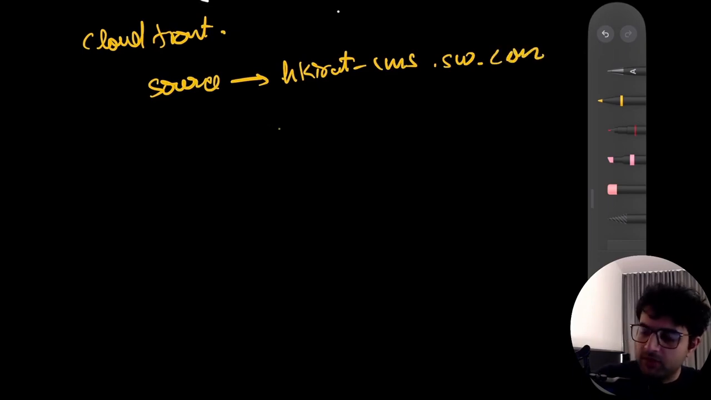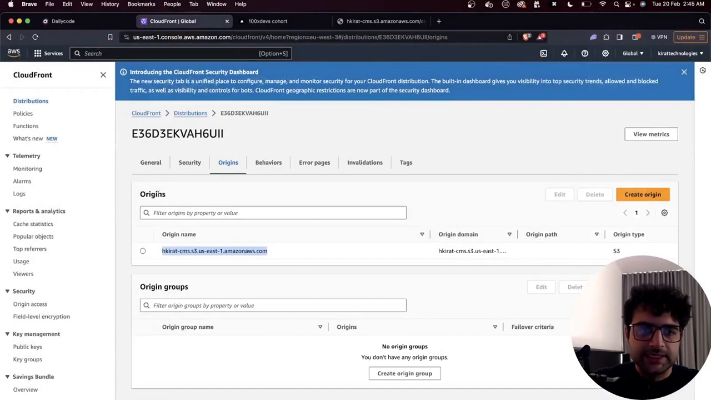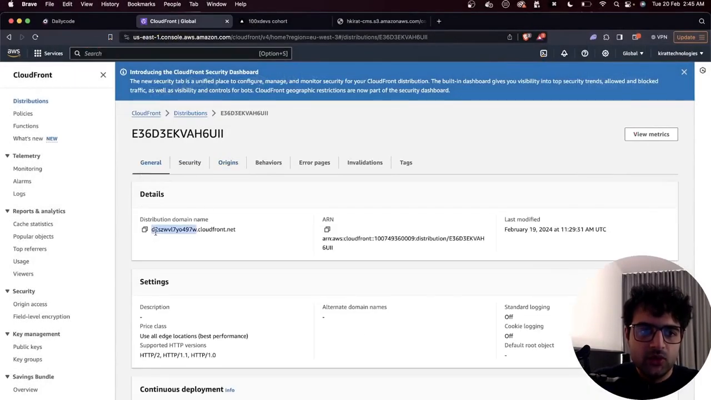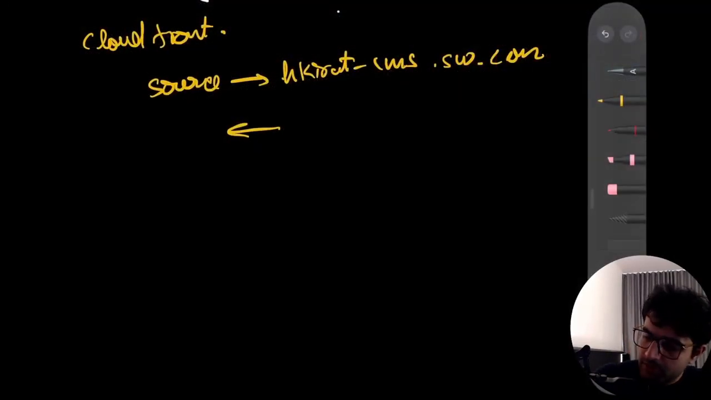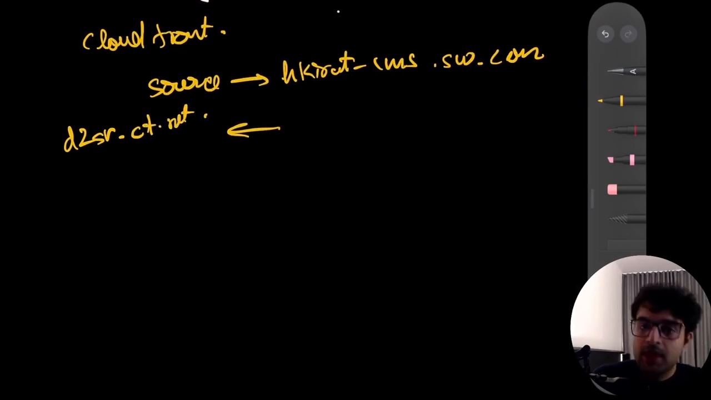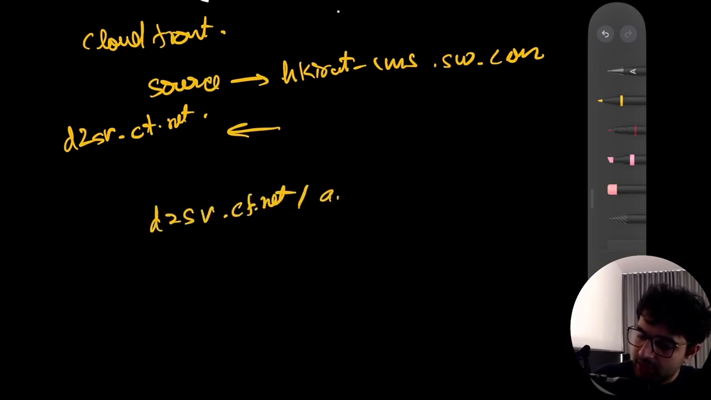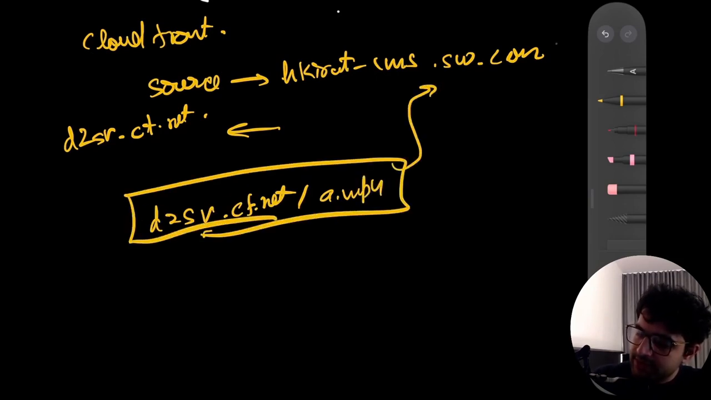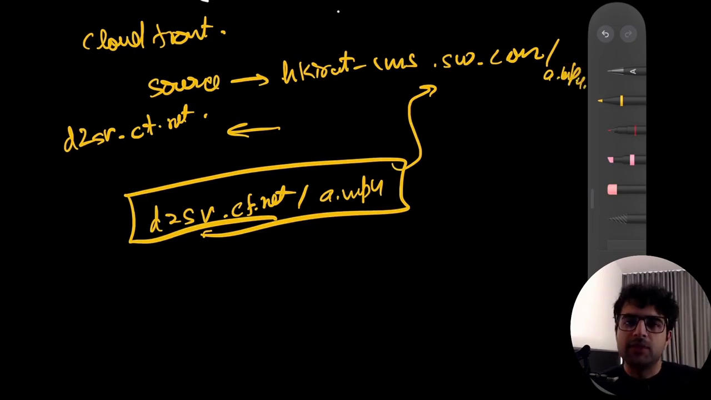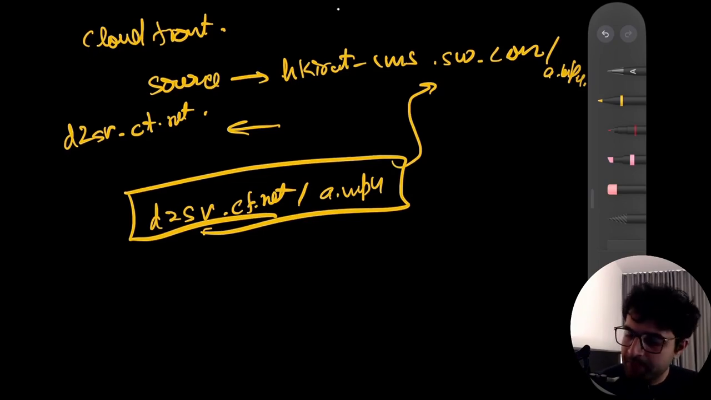And CloudFront gave me back what? It gave me back a URL that looks something like this: d2sv whatever .cloudfront.net. So d2sv.cloudfront.net. Now, whenever I go to d2sv.cloudfront.net/a.mp4, this guy knows okay, my source of truth is this/a.mp4, and it'll get the source of file from there, but it'll do something extra.